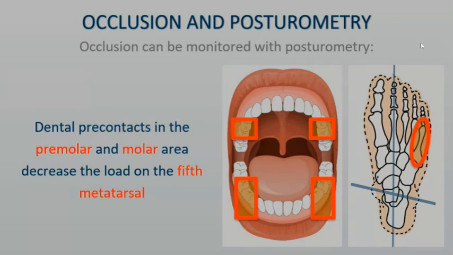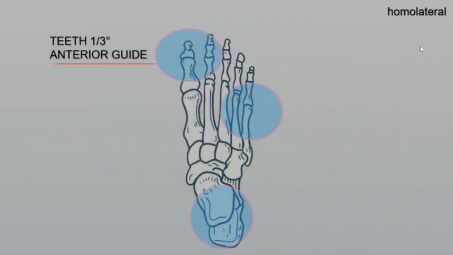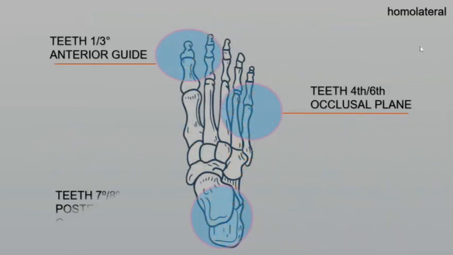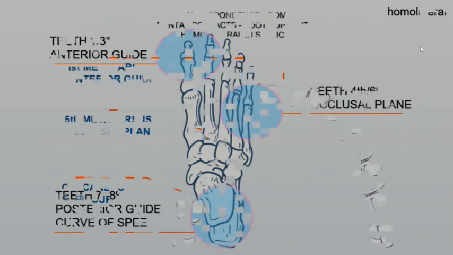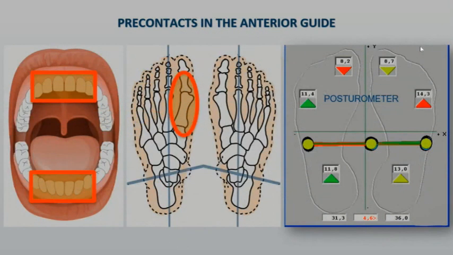Pre-contacts in premolars and molars decrease the load in the fifth metatarsus, and pre-contacts in the last part of the teeth, second and third molar, decrease the load in the calcaneus. You can identify that with measurement. This is the schema. And this is another way to see the schema. Imagine pre-contacts in the mouth can alter the foot support.